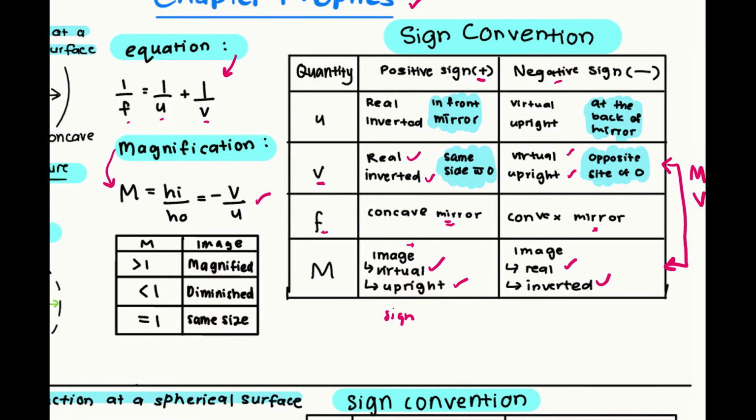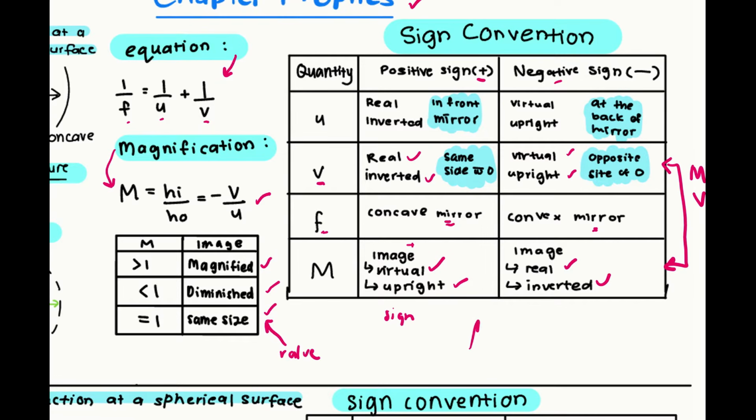Another interpretation that we can do for the magnification is on the value of M. If the value is bigger than 1, it is magnified. If it is smaller than 1, it is diminished, and if it is equal to 1, it is the same size.